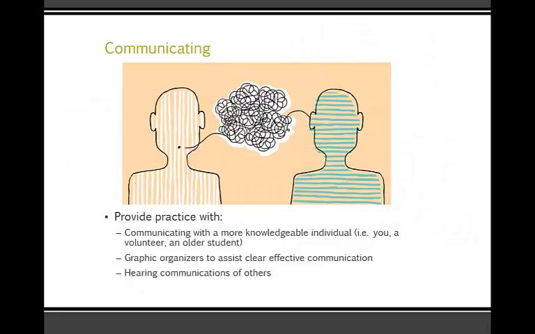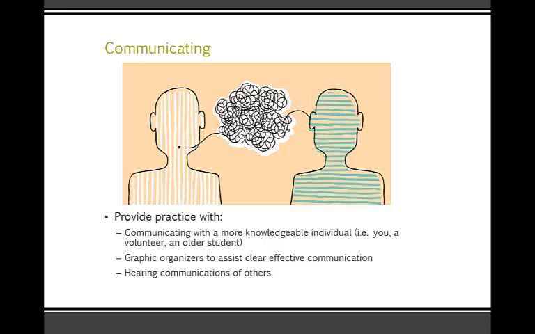The next science process is communicating, and it's important that students have opportunities to communicate with their peers. I like this illustration because I feel like this is really what happens sometimes. We put something out there and it gets all jumbled up before it's received by another person.